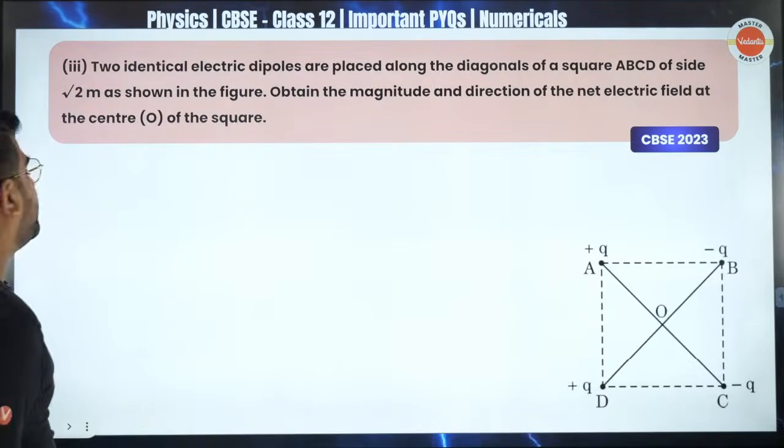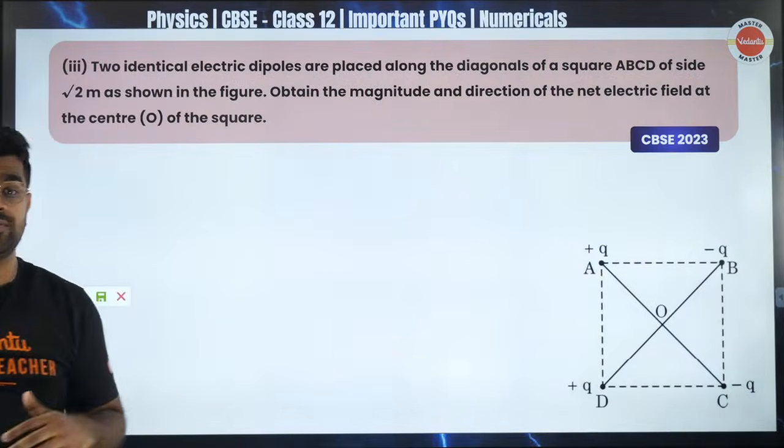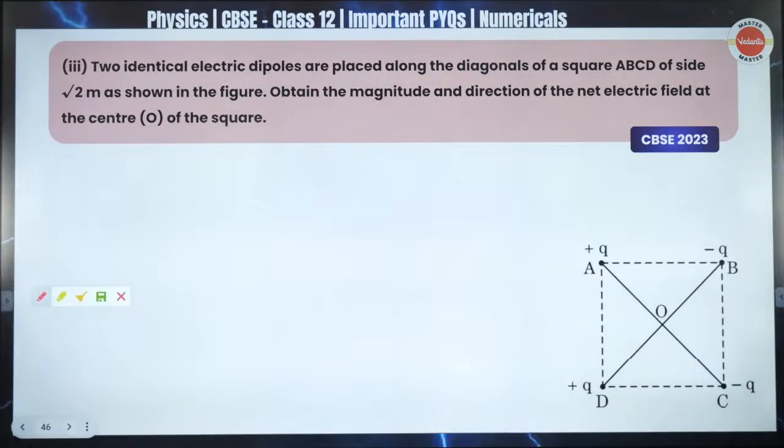Yeah, this is another question, very simple. Can you try solving it? Let's see how many of you can do it.